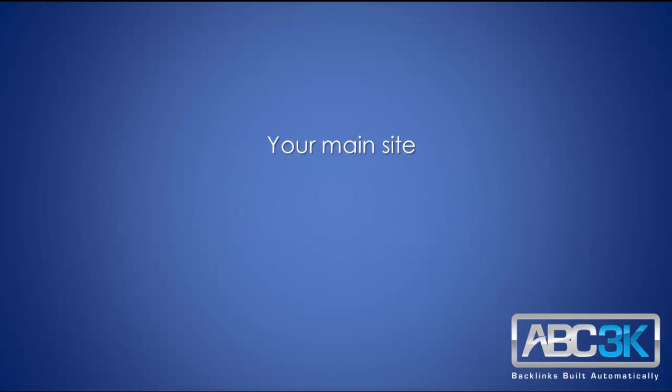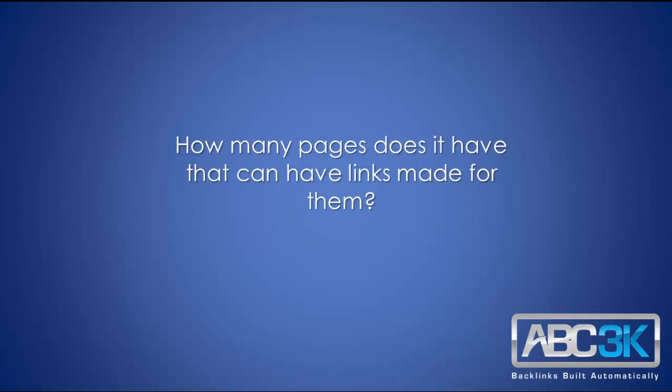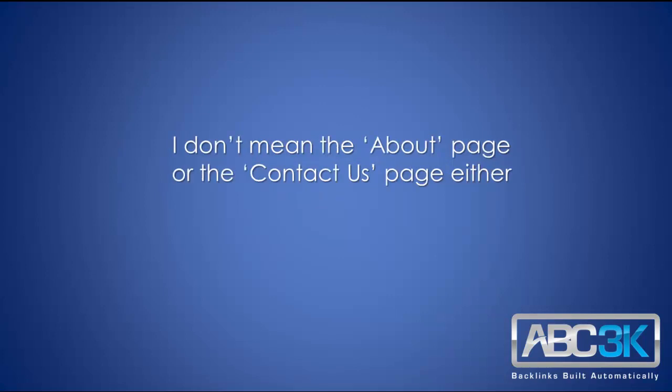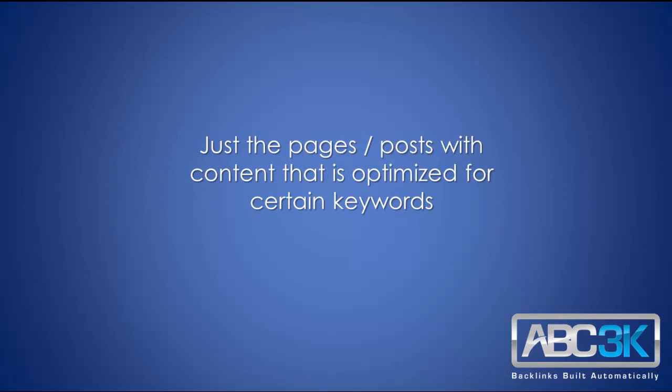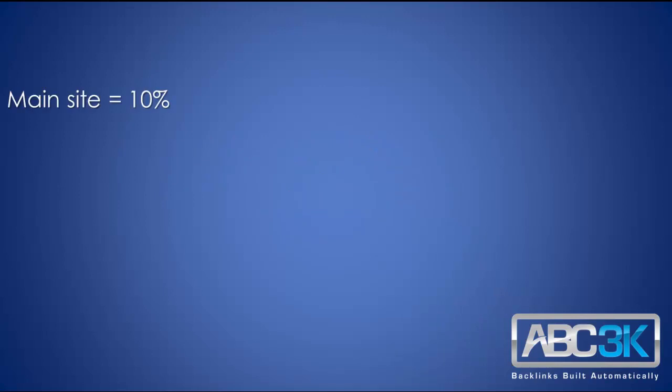Your main site, how many pages does it have that can have links made for them? And I don't mean the About page or the Contact Us page either. Just the pages and or posts with content that is optimized for certain keywords. Let's say your main site, you allocate 10% of the links allowed that you can submit to the ABC3K network. You're going to allocate 10% to your main site.